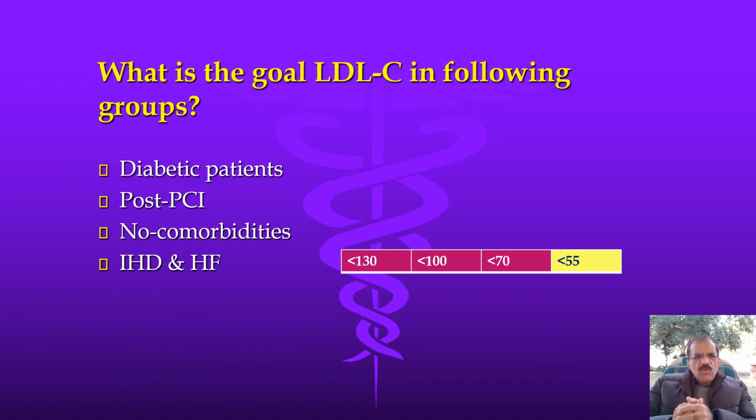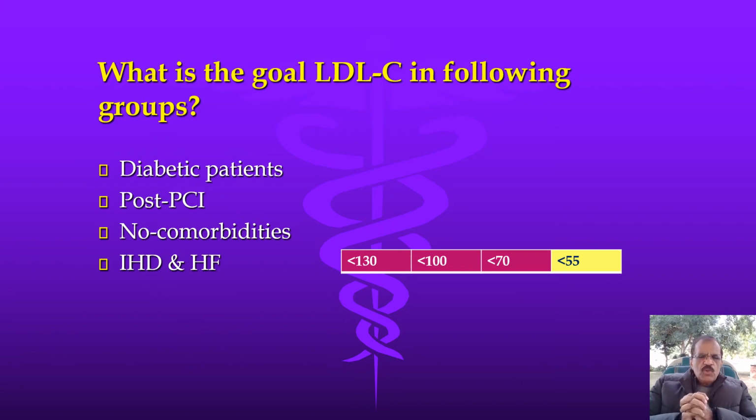Many patients would, at least 50% of patients may be able to achieve this kind of LDL-C with high dose, high intensity statins like rosuvastatin 40 milligram, atorvastatin 80 milligram, and some would need PCSK9 inhibitors also. We do not have PCSK9 inhibitors in our countries yet, but we should at least use high intensity statins.